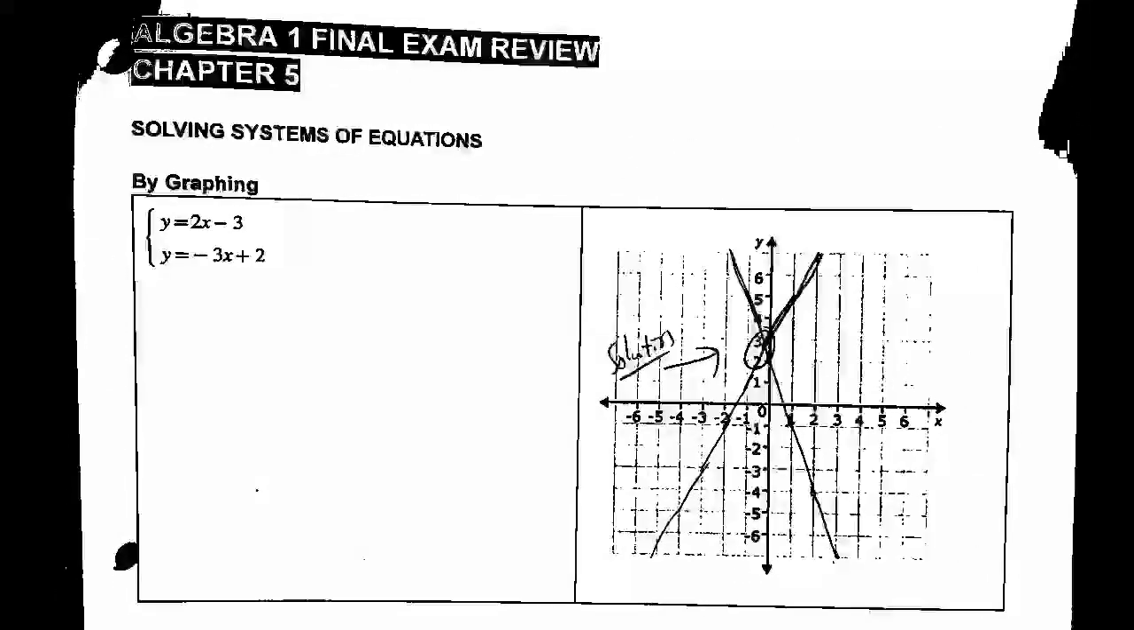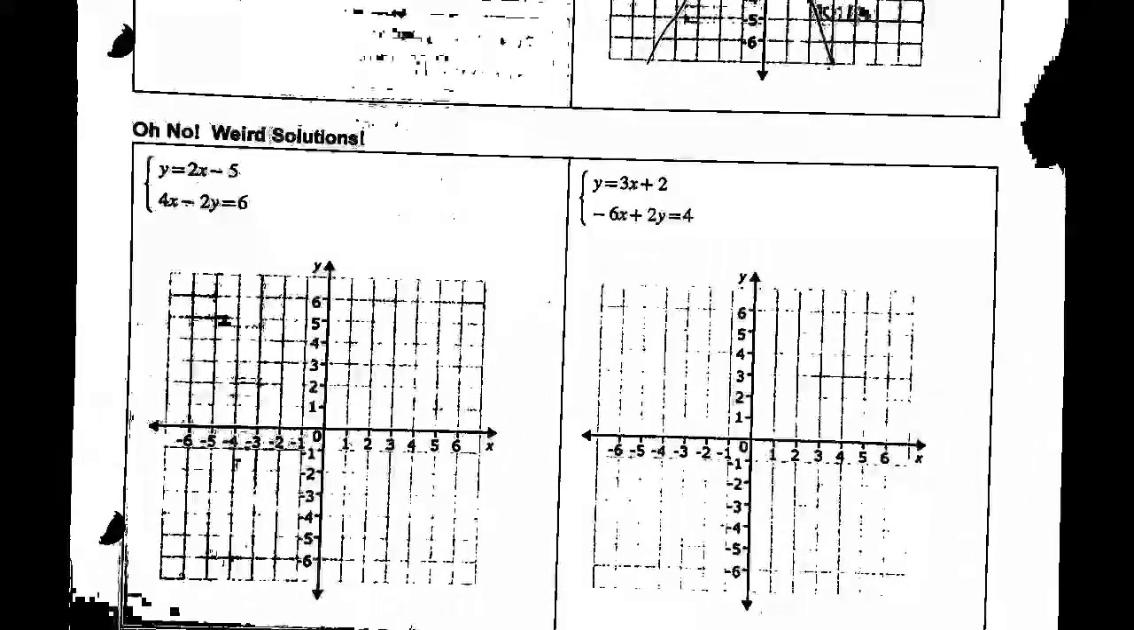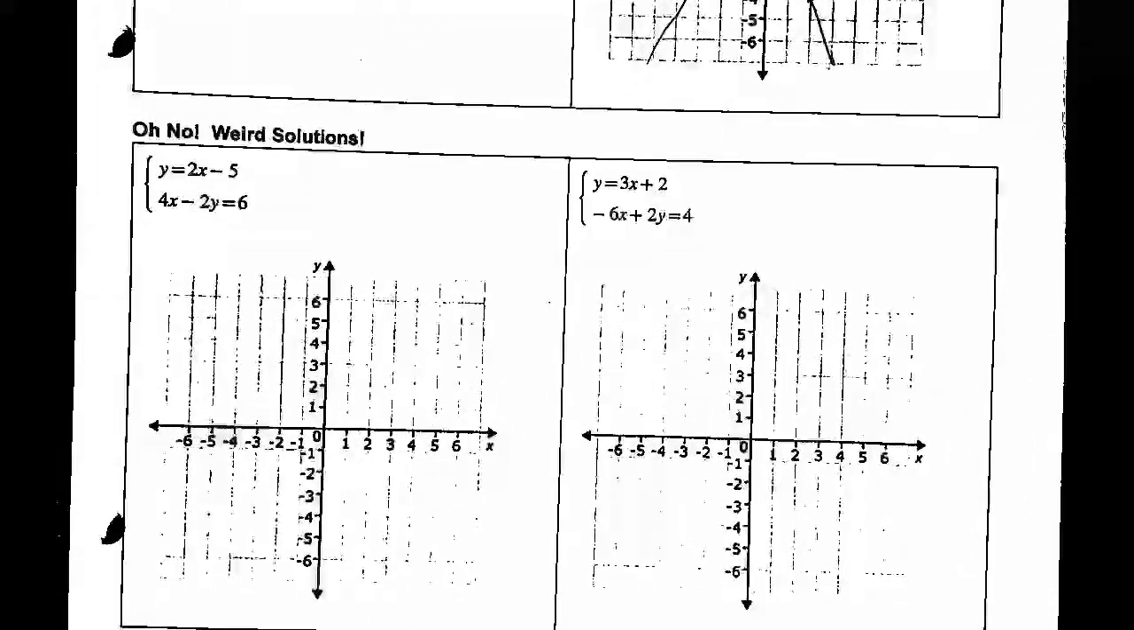And then negative 3x plus 2 will be here. Right, and we're going to connect these dots. Okay, so this intersection point is the solution. Okay, so the intersection is the solution. Okay, so we have some weird solutions, right, when graphing.